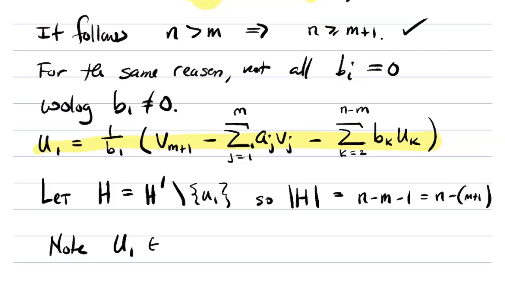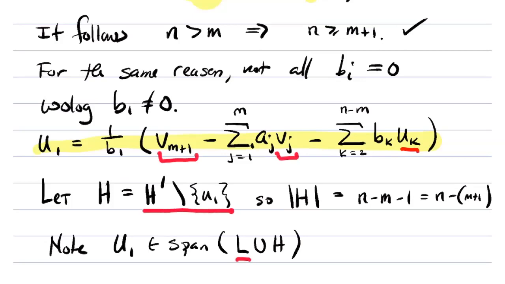U1 belongs to the span of L union H, right? Because look, what is L? L is all the V's. So V sub m plus 1 and each one of these V_j's, those are in L. And then what's in H? Well, H is exactly the U's that don't include U1. So U1 is in the span of that set L union H. Okay?